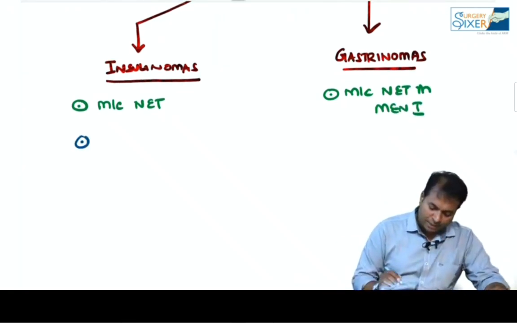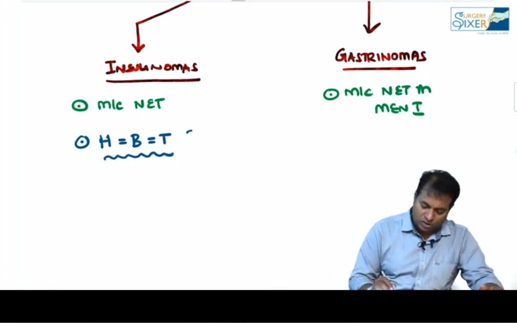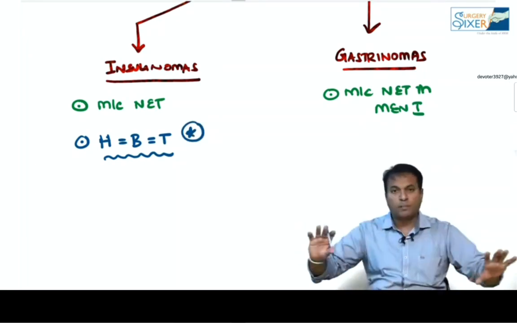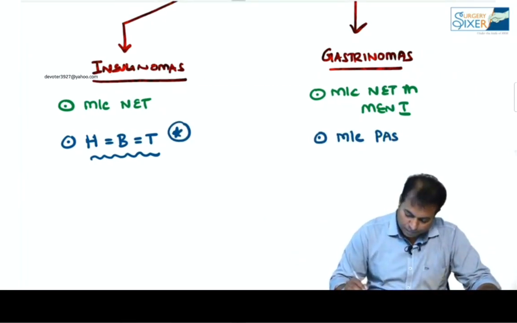Okay. So insulinomas, it is equal in head, body, tail. So the most common site of insulinoma is equal in head, body, and tail. So the insulinoma is common in head, body, and tail in equal proportion. Gastrinoma is most common in where? You all know the answer. That is Passaro triangle. They are more common in Passaro triangle.